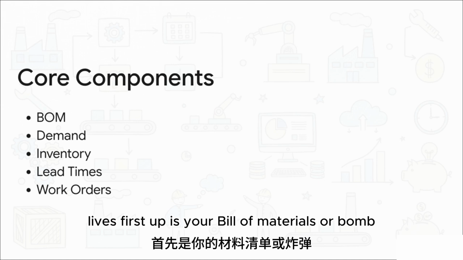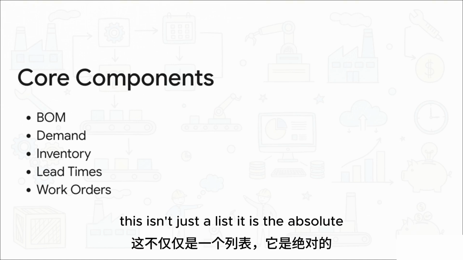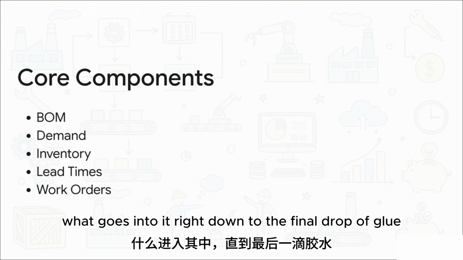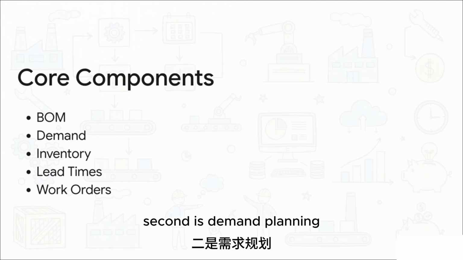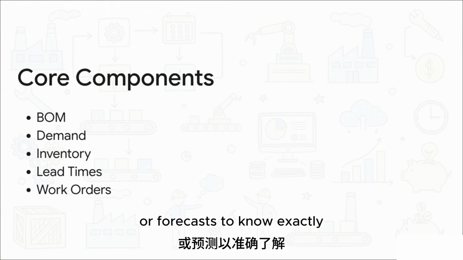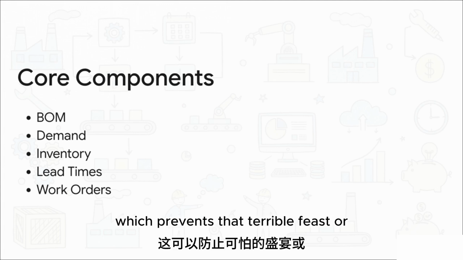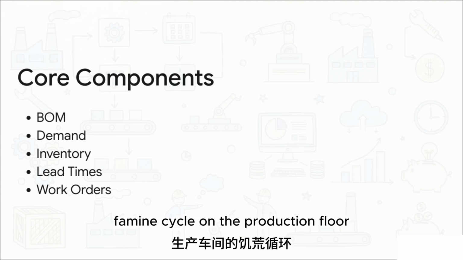First up is your bill of materials, or BOM. This isn't just a list, it is the absolute DNA of your product. It outlines exactly what goes into it, right down to the final drop of glue. Second is demand planning. This uses your sales orders or forecasts to know exactly what quantities are needed and when, which prevents that terrible feast or famine cycle on the production floor.